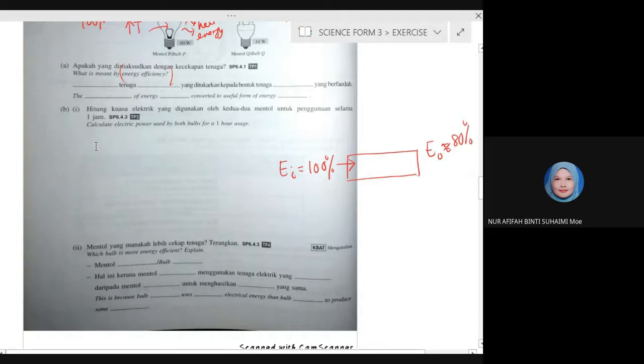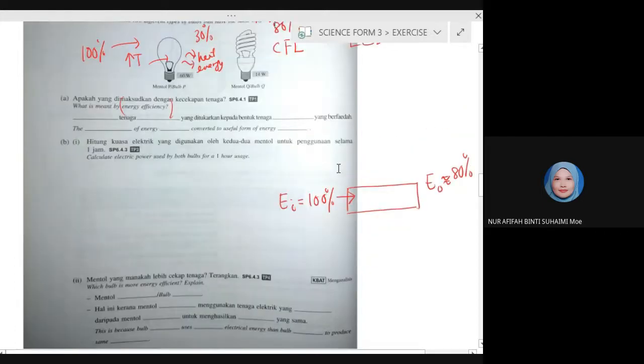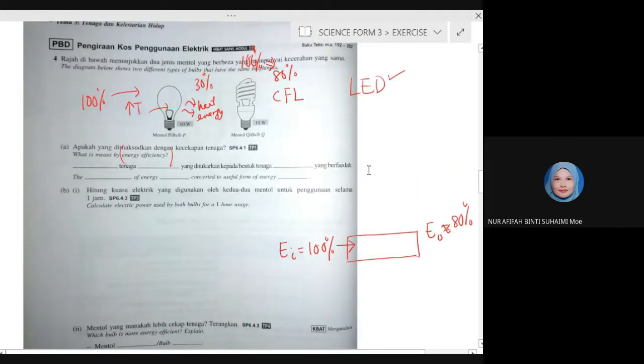Calculate the electric power used by both bulbs for an hour of usage. For 1 hour, how much power is used? This does not need to be calculated. The power is already given above: 60 watts and 50 watts.